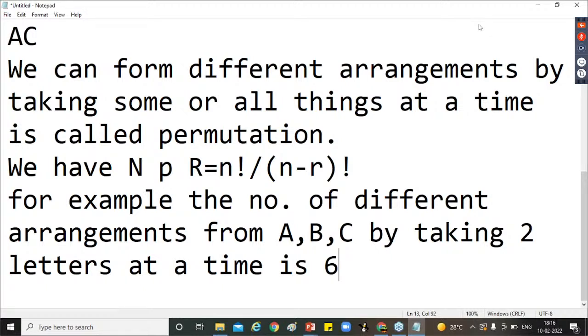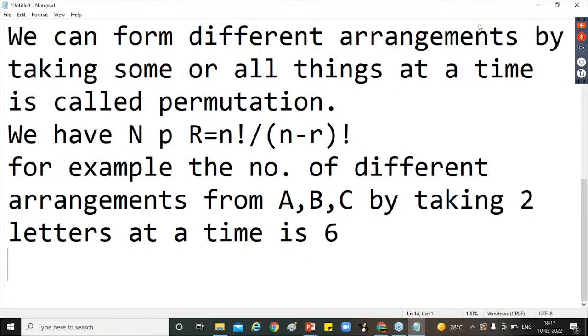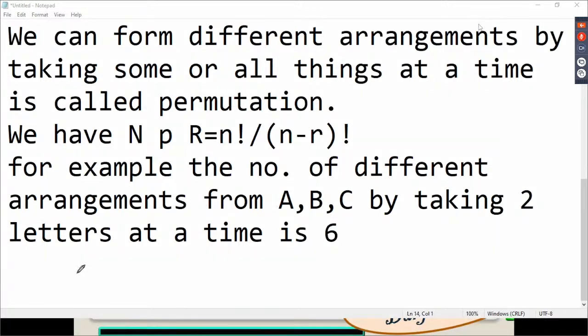So if you want to use the formula, the number of letters given is 3, and we can use only 2 at a time. So 3P2 is the correct answer. 3P2 is nothing but 6. First of all, we have to check the different problems related to permutation. After that, we will use the concept of combination, and generally we can remember the basic things also.